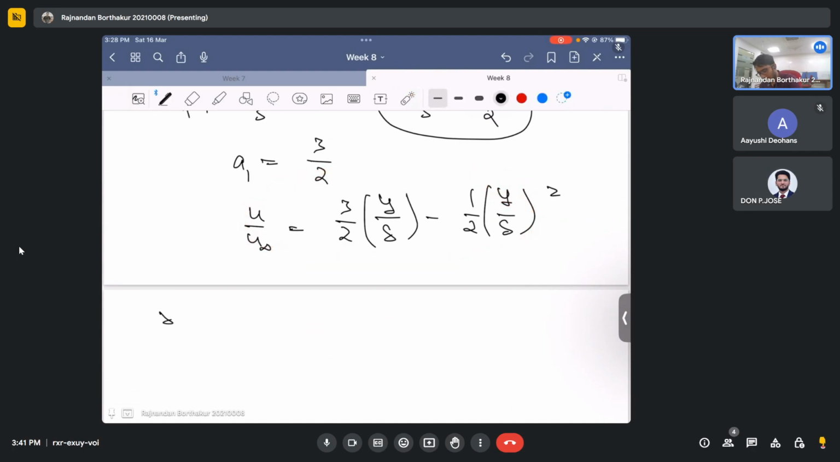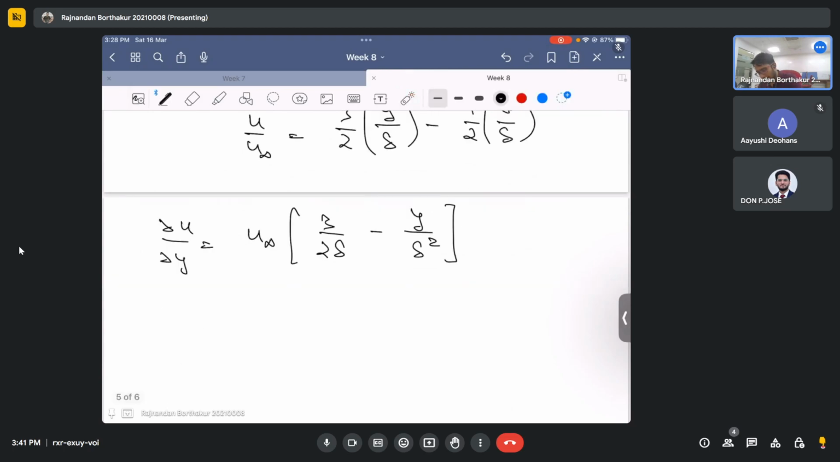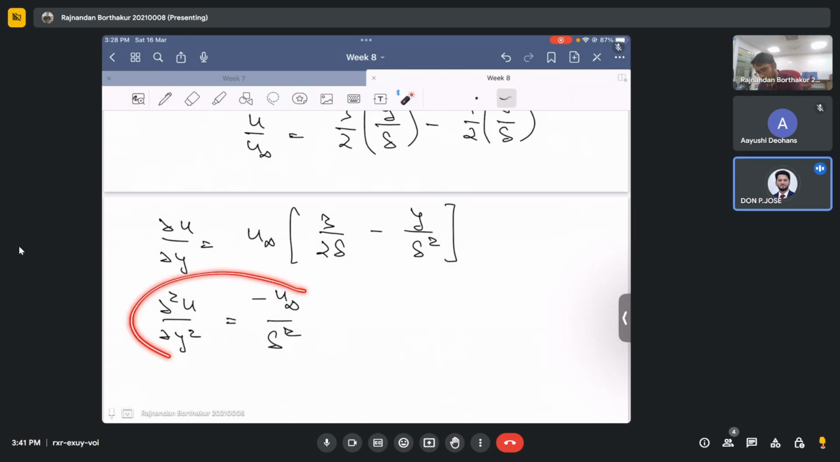So the first derivative would be what? Del u by del y would be u infinity times 3 by 2 delta minus, 2 would get cancelled, so it would be y by delta squared if I'm not wrong. Just let me know if I'm wrong. So 2 and 2 will get cancelled and there will be delta squared. Now let's evaluate del square u by del y squared. This would be minus u infinity by delta squared, right? So this is what del square u by del y squared turns out to be.